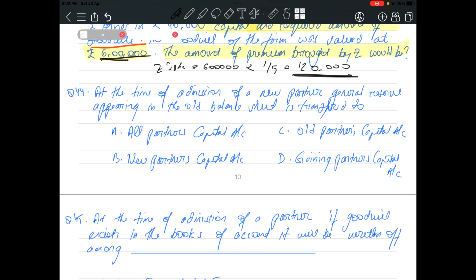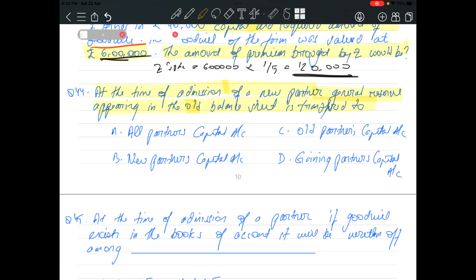Okay, so now let's come back to our question number 44. Let's read this question. At the time of admission of a new partner, general reserve appearing in the old balance sheet is transferred to. What is general reserve? This is the accumulated profit, the profits which we have earned in the previous years.